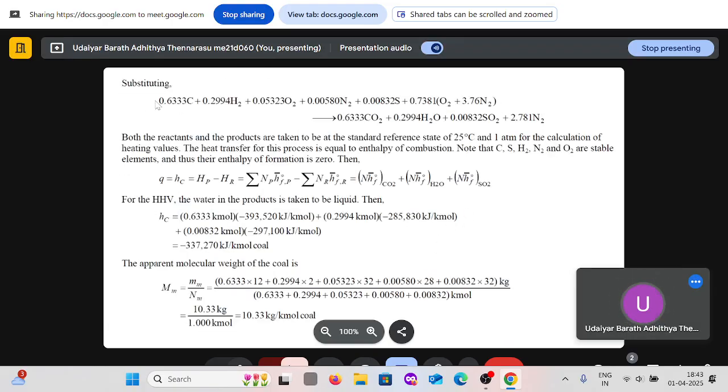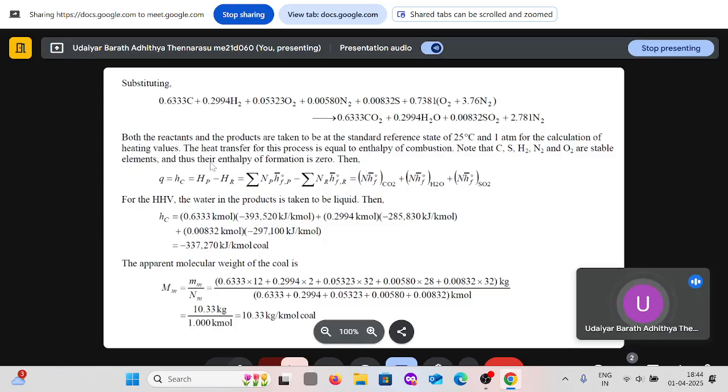Substituting this, the expression looks like: 0.6333 is carbon plus 0.2994 hydrogen. So this is the fuel plus 0.7381 of air combusting to form these products. We again assume that both reactants and products are coming in and going out at the standard reference temperature and pressure, which is 25 degrees Celsius and 1 atmosphere, because we need to calculate the heating value. In this case, carbon, sulfur, hydrogen, nitrogen and oxygen are stable elements and their enthalpy of formation is 0.